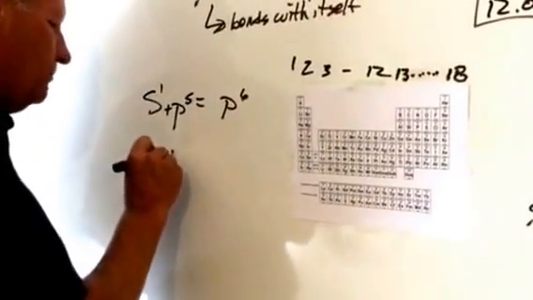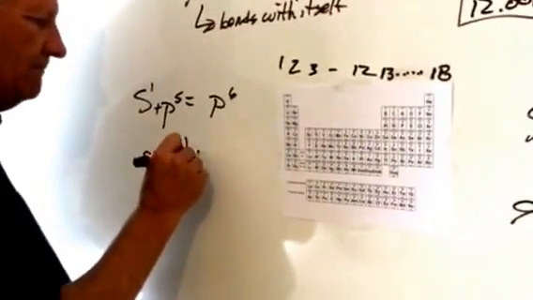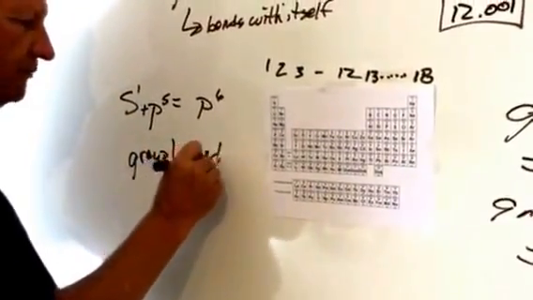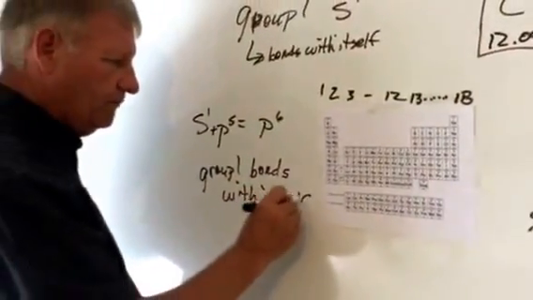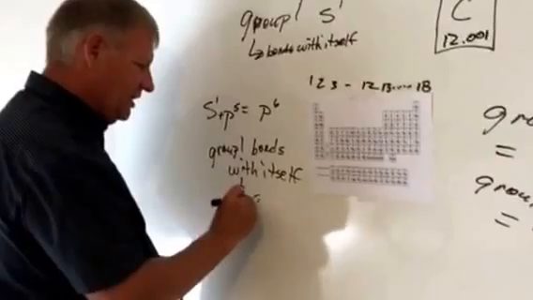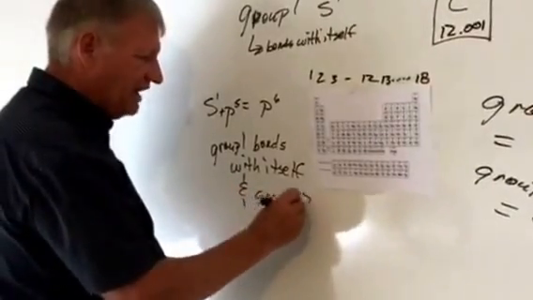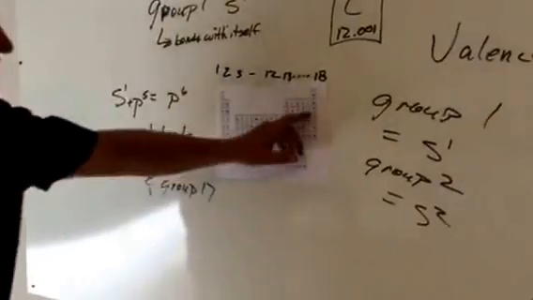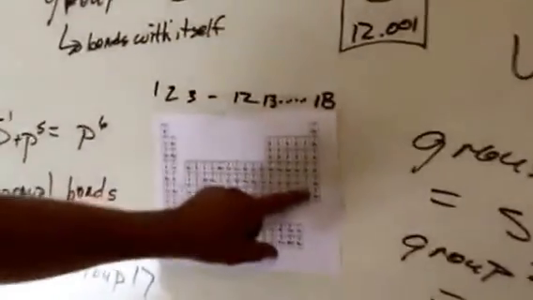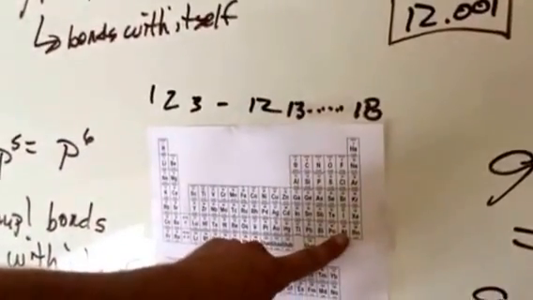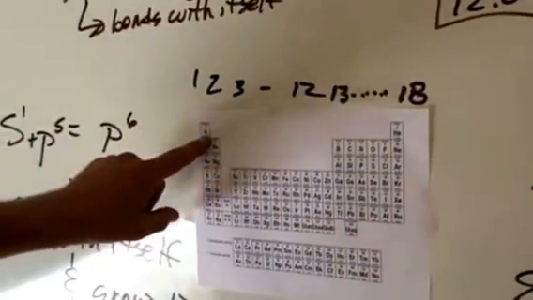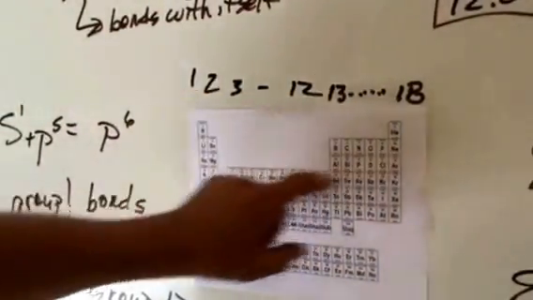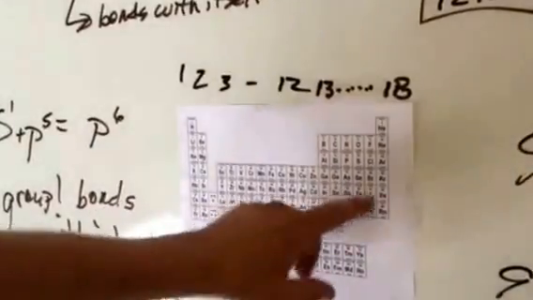So group 1 bonds with itself and group 17. Oh, well, what's in 17? Well, 17 over here is fluorine, chlorine, bromine, iodine, and astatine. Oh, that's kind of cool, because then we have hydrogen over here. Oh, we make acids. Hydrofluoric acid, hydrochloric acid, hydrobromic acid.